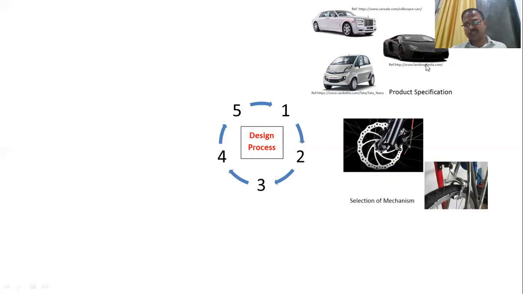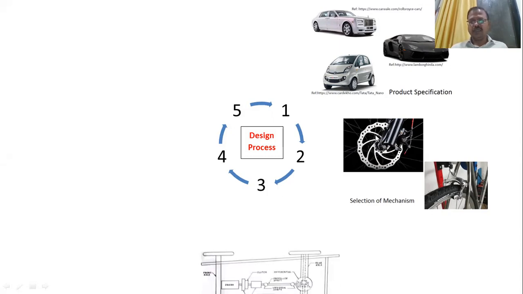After product specifications, we are talking about the selection of mechanisms. What are the different mechanisms that should be involved? For example, if we are talking about the braking systems, then braking systems can be merely the linkages which are used in bicycles, or drum brakes or disc brakes. Each one has its advantages, while also having certain disadvantages. So according to the need, we can select the appropriate mechanism for the braking system.